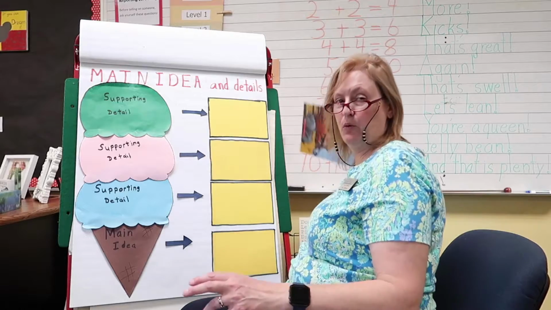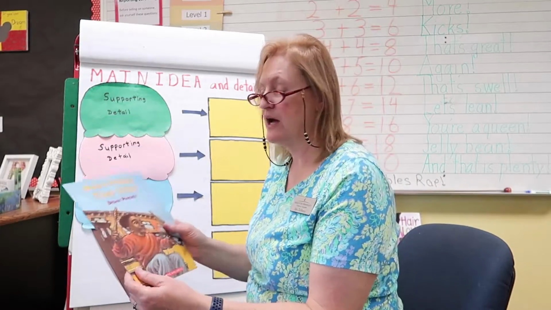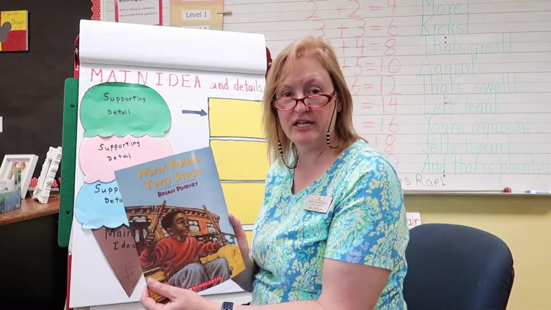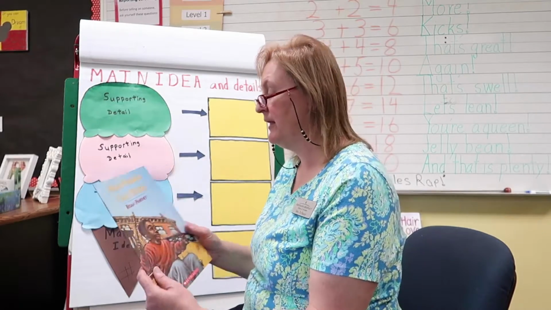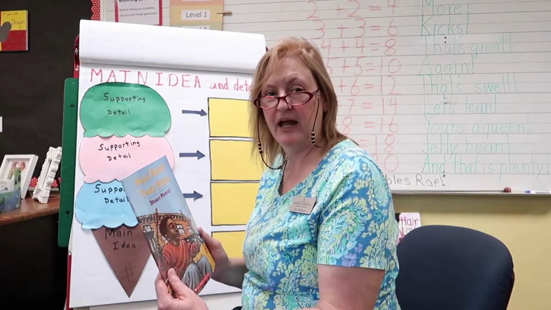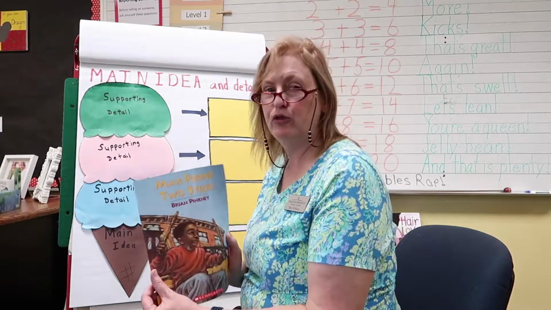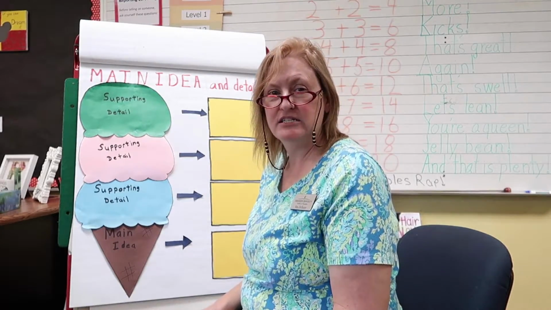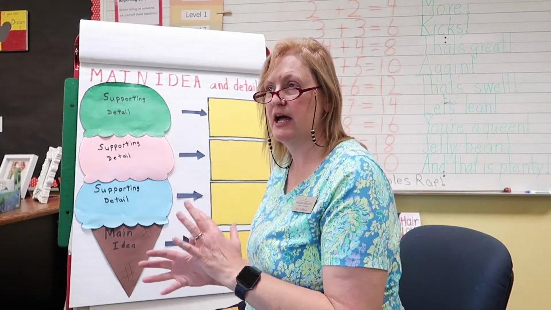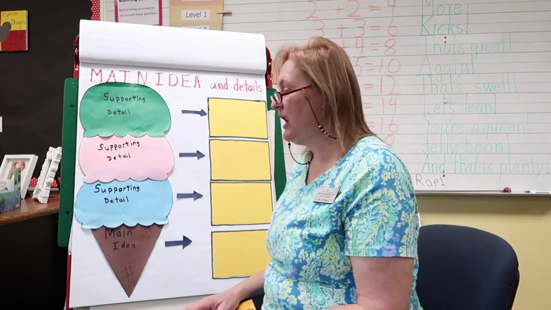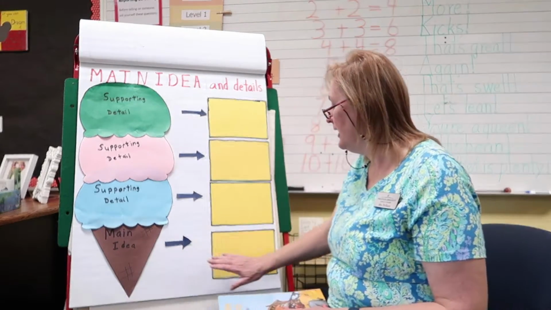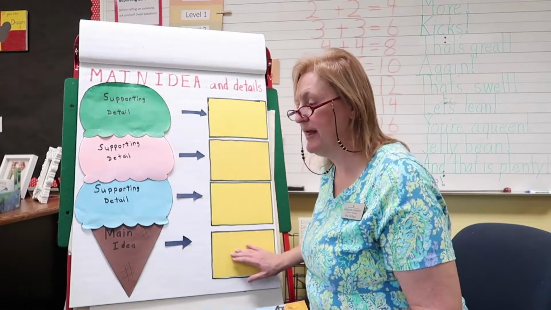So the book we read this morning, or just read here, was Max Found 2 Sticks. And so let's use this book as an example and find the main idea from here. All through the book it showed examples of, or talked so much about, how Max liked to drum. So the main idea of this story would be that Max liked to drum. That was his favorite thing to do.